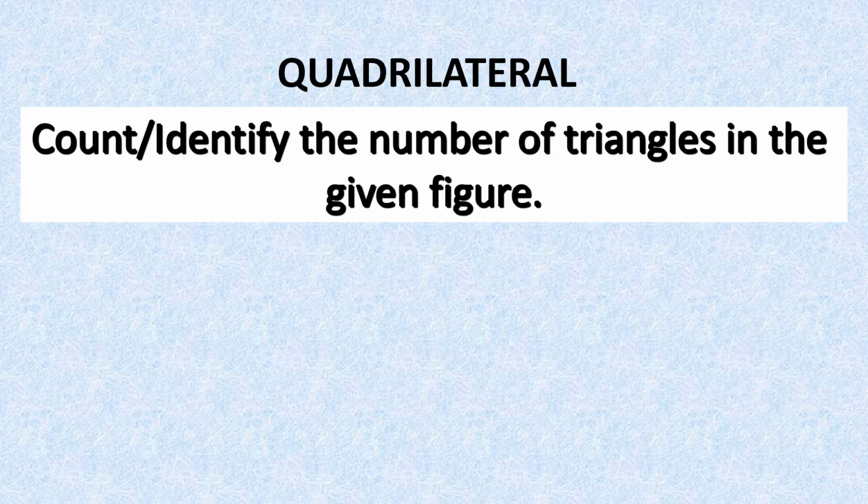Okay. Now we will see a different type of thing, that is a quadrilateral. Do you know what is a quadrilateral? It's a four-sided closed figure. For example, quadrilaterals can be square, rectangle, rhombus, kite, trapezium, parallelogram. These are all types of quadrilateral because they are four-sided and closed figures. Now here they will give you one type of quadrilateral, and they will say count or identify the number of triangles in the given figure.